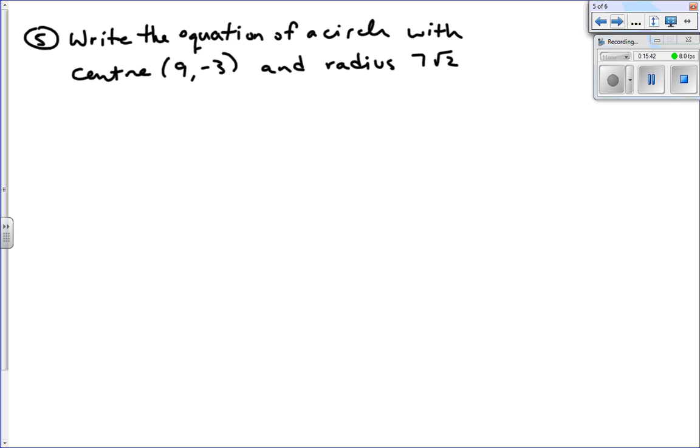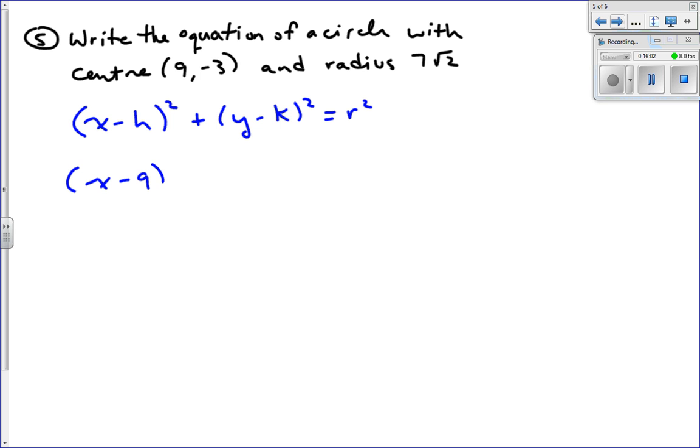Okay, so here we're starting with a description and we need to come up with the equation of the circle. And remember the equation is (x − h)² + (y − k)² = r². So we'll just substitute those into this equation. So we'll have (x − 9)² + (y − (−3))², so that becomes (y + 3)², equals (7√2)². The left side of that equation is already in the form we would like to see it in. So if we do (7√2)², let's just recall how to do that.